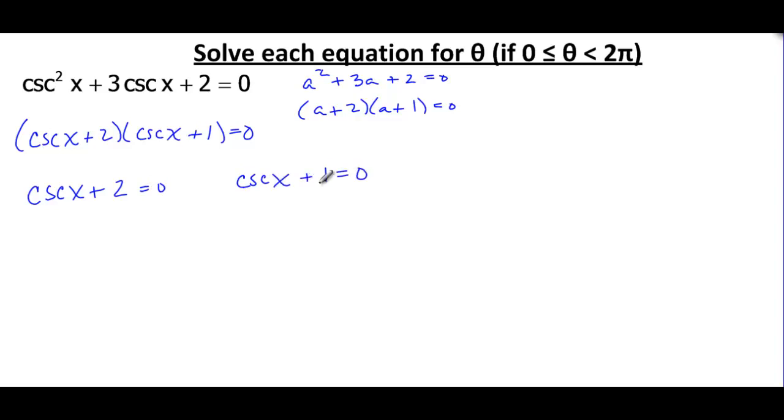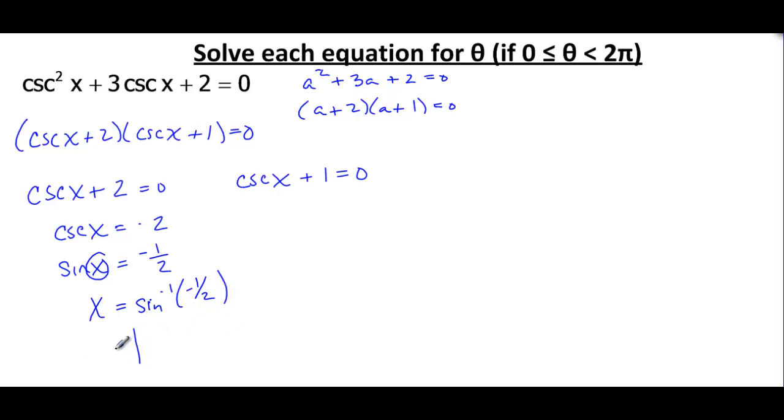I'm going to solve each one individually. So here I'm going to get cosecant of x equals negative 2, and then, again, I don't like cosecant, so I'm going to write it as its reciprocal, which means I have to take the reciprocal of the other side. So, again, I'm solving for x. So this is x is equal to the inverse sine of negative 1/2. Okay. So let's think about what that means. I'm asking, when is sine a negative 1/2?